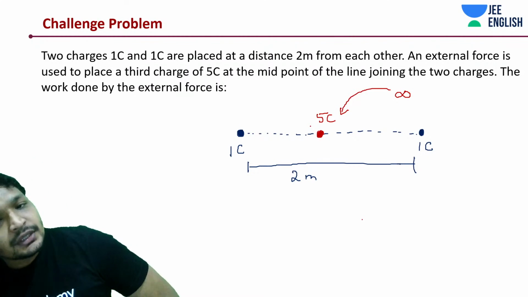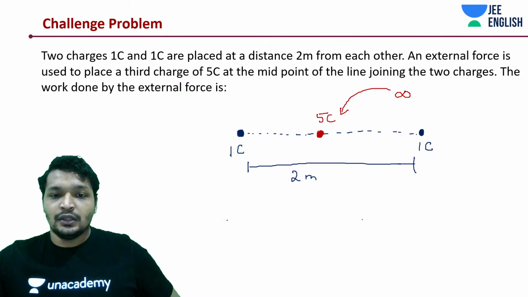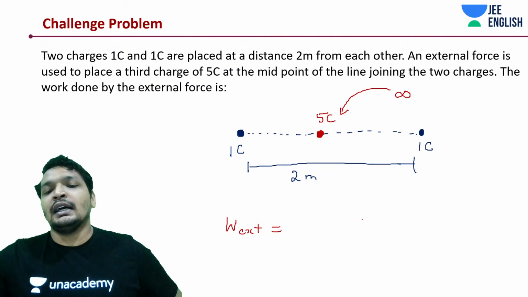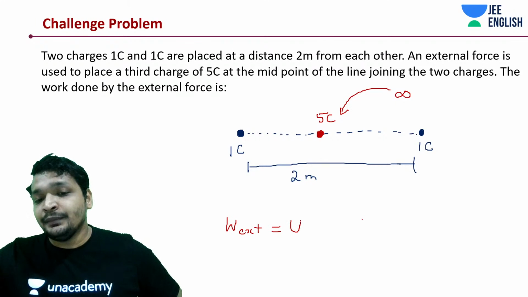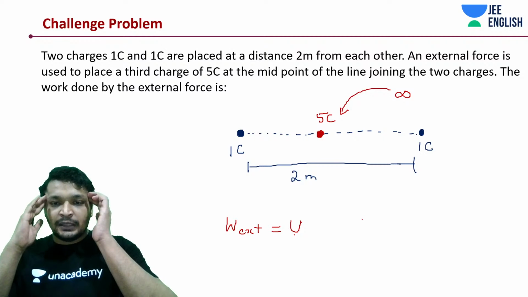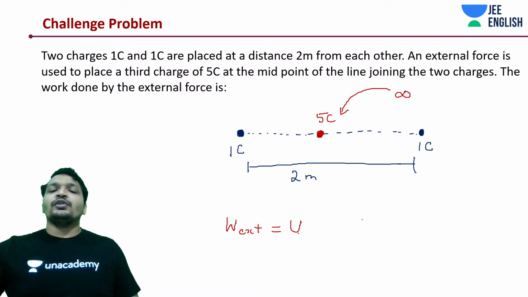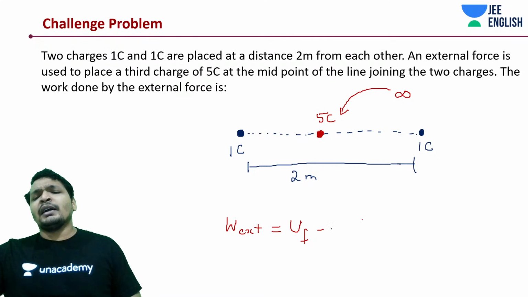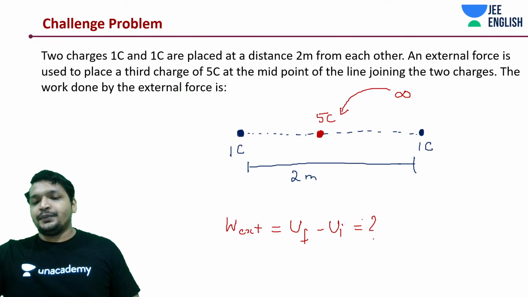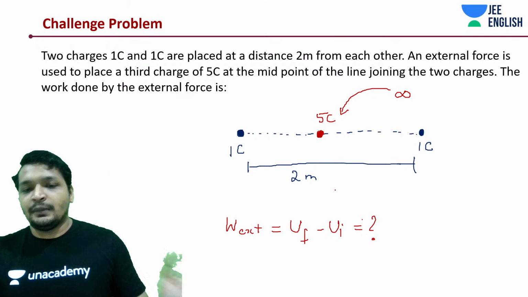See, there are two approaches. What is the work done by the external force? Work done by the external force, as you know, could be written for the total system, where you would have 3 terms, n into n minus 1 by 2, that is 3 into 2 divided by 2, 3 terms. You would have to do U final minus U initial and calculate the work done. Let me tell you an easy approach. Let us discuss the easier approach.